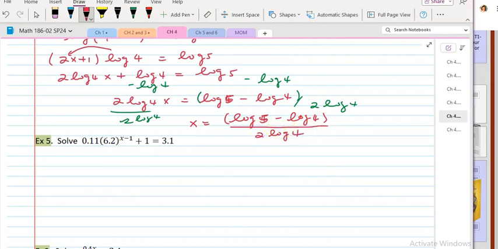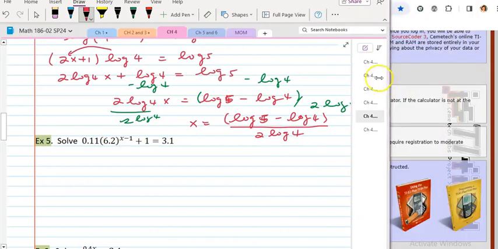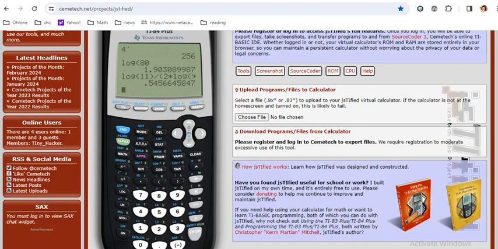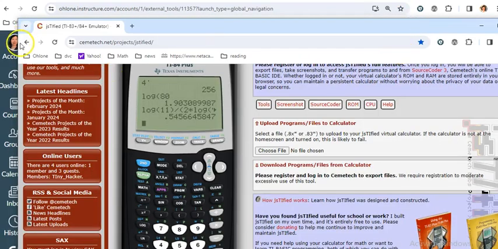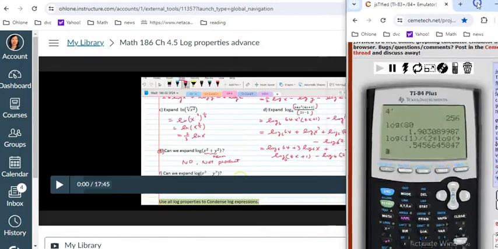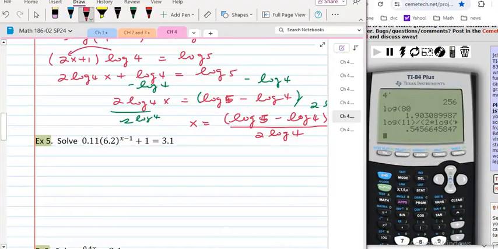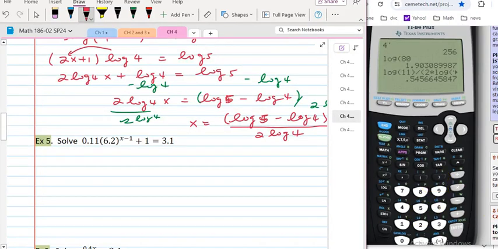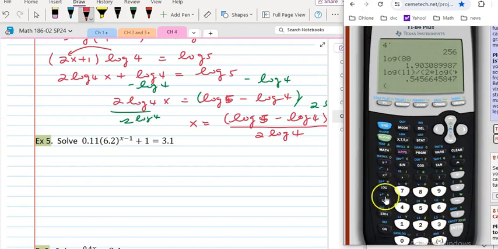Put in the calculator. Okay, so you can see it nicer. Okay, so we would say open parenthesis log 5 minus log 4, close parenthesis, and then divide, open parenthesis, 2 times log 4. Enter. 0.0x05.